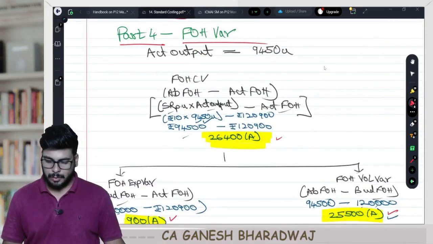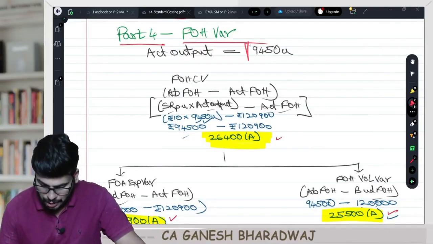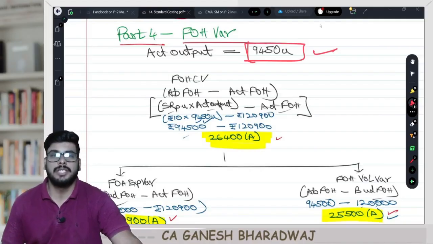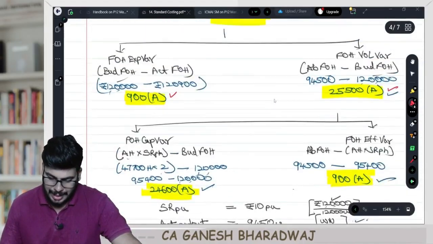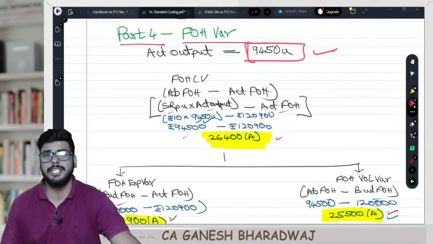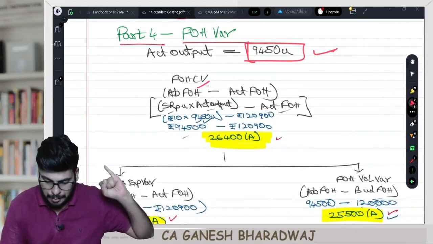Then we move on to the next one, which is fixed overhead variances. Now, fixed overhead cost variances. What is the actual output? Again, it's going to be 9,450 units. Now, first, let us list out the ingredients. What are the ingredients we need for fixed overhead variances? Fixed overhead cost variance, you need the absorbed fixed overheads.